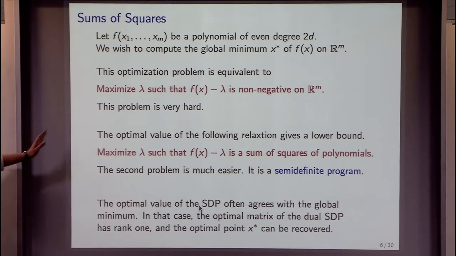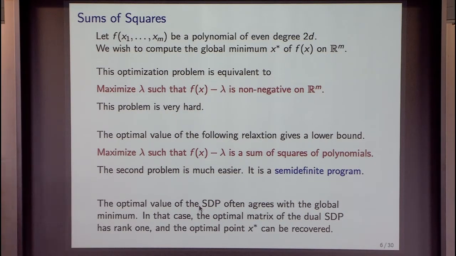So that's equivalent to finding the largest lower bound, maximum lambda, such that f minus lambda is non-negative, and that's a hard problem in any sense of hard. We can look at the relaxation, where we maximize lambda such that f minus lambda is a sum of squares of polynomials, and that problem is much easier because it's a semi-definite program.